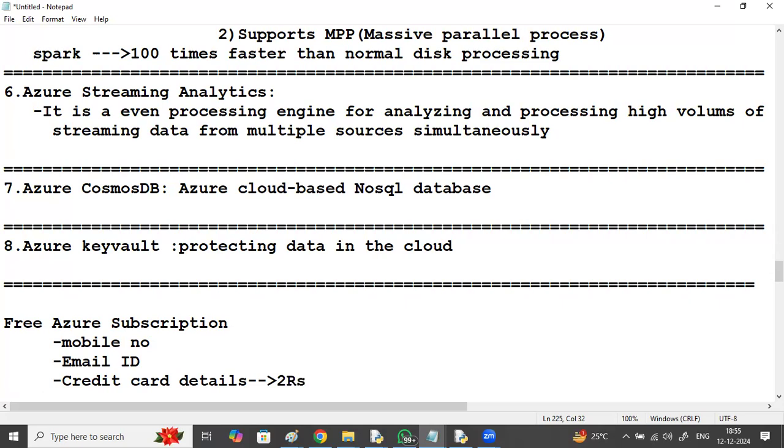This credit card is just for verifying your details. It is going to deduct 2 rupees and later refund you that 2 rupees. So for getting this Azure subscription, the things you need to provide are a valid mobile number, a valid email ID, and credit card details.